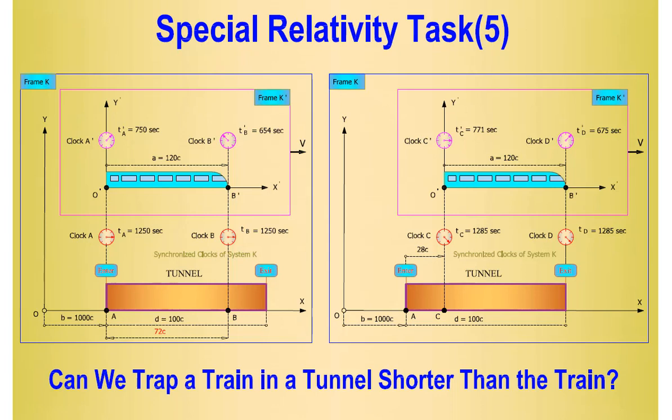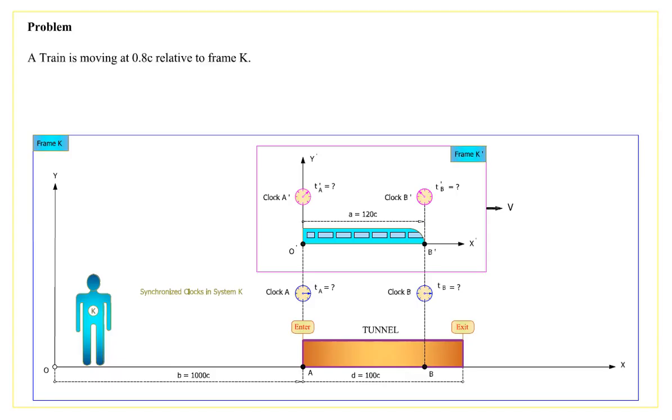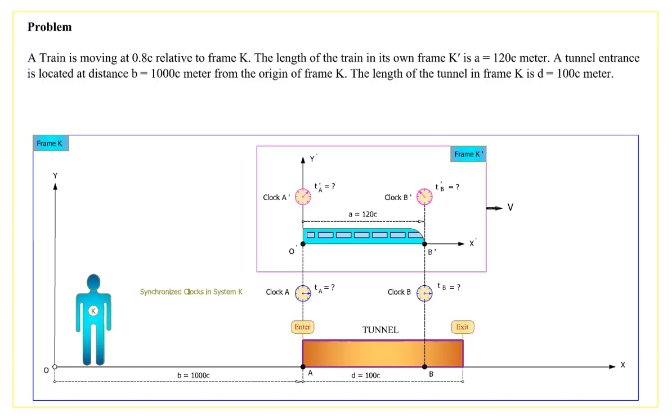Special relativity. Can we trap a train in a tunnel shorter than the train? A train is moving at 0.8 c relative to frame k. The length of the train in its own frame k prime is a equals 120 c meters. A tunnel entrance is located at distance b equals 1000 c meters from the origin of frame k. The length of the tunnel in frame k is d equals 100 c meters.